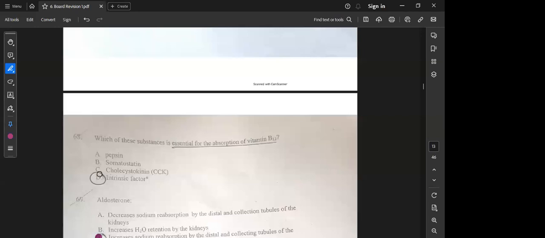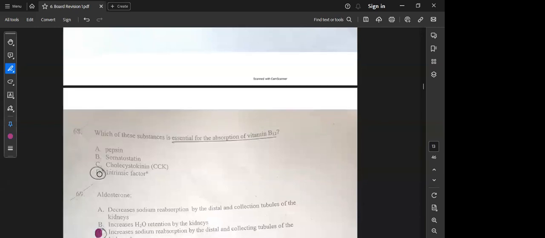Do we really need to go through the RAS system again? I don't think so. I think we've covered it like twice. What about choice B? What does choice B say?